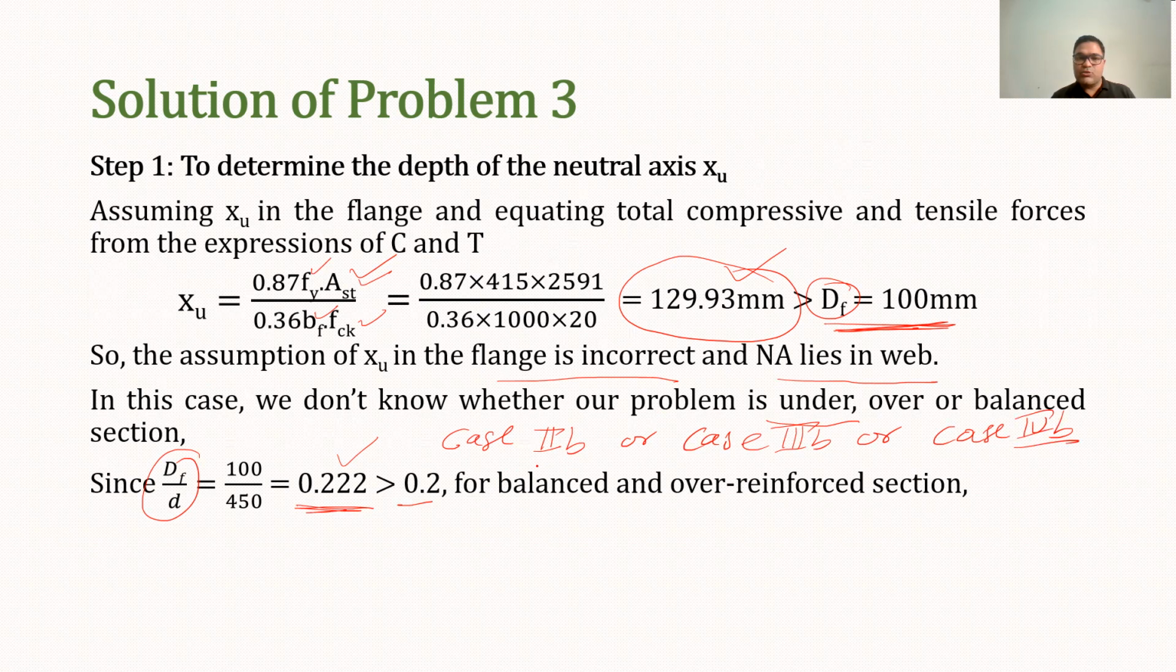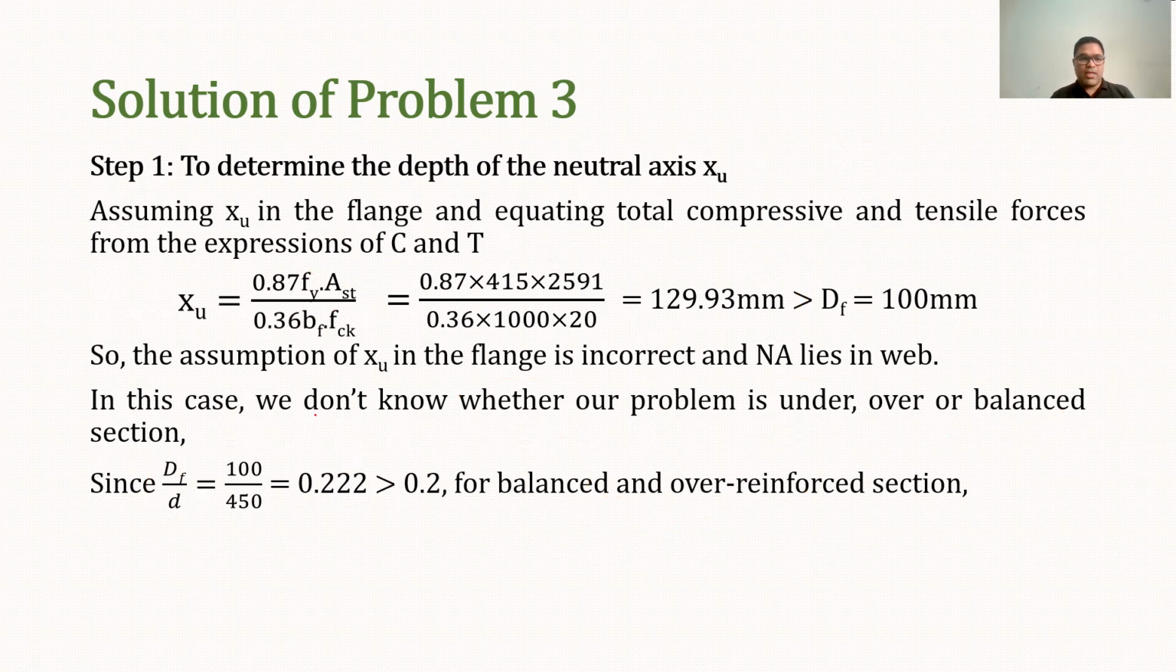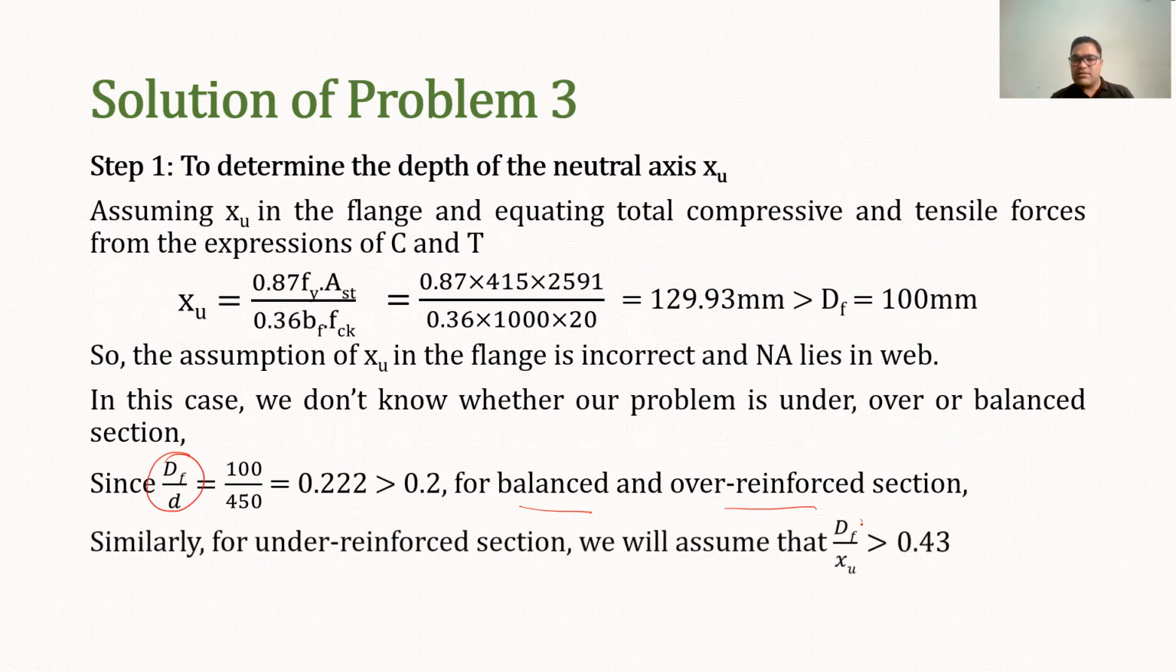Now, whether it is case 2B, 3B or 4B will be determined on the basis of the correct value of XU. So first we will find the correct value of XU, then compare it with XU max, and then we will determine whether our section is overreinforced, underreinforced or balanced. As we know, this DF by D ratio is used for the balanced section and the overreinforced section. For an underreinforced section, it can be the DF by XU ratio.